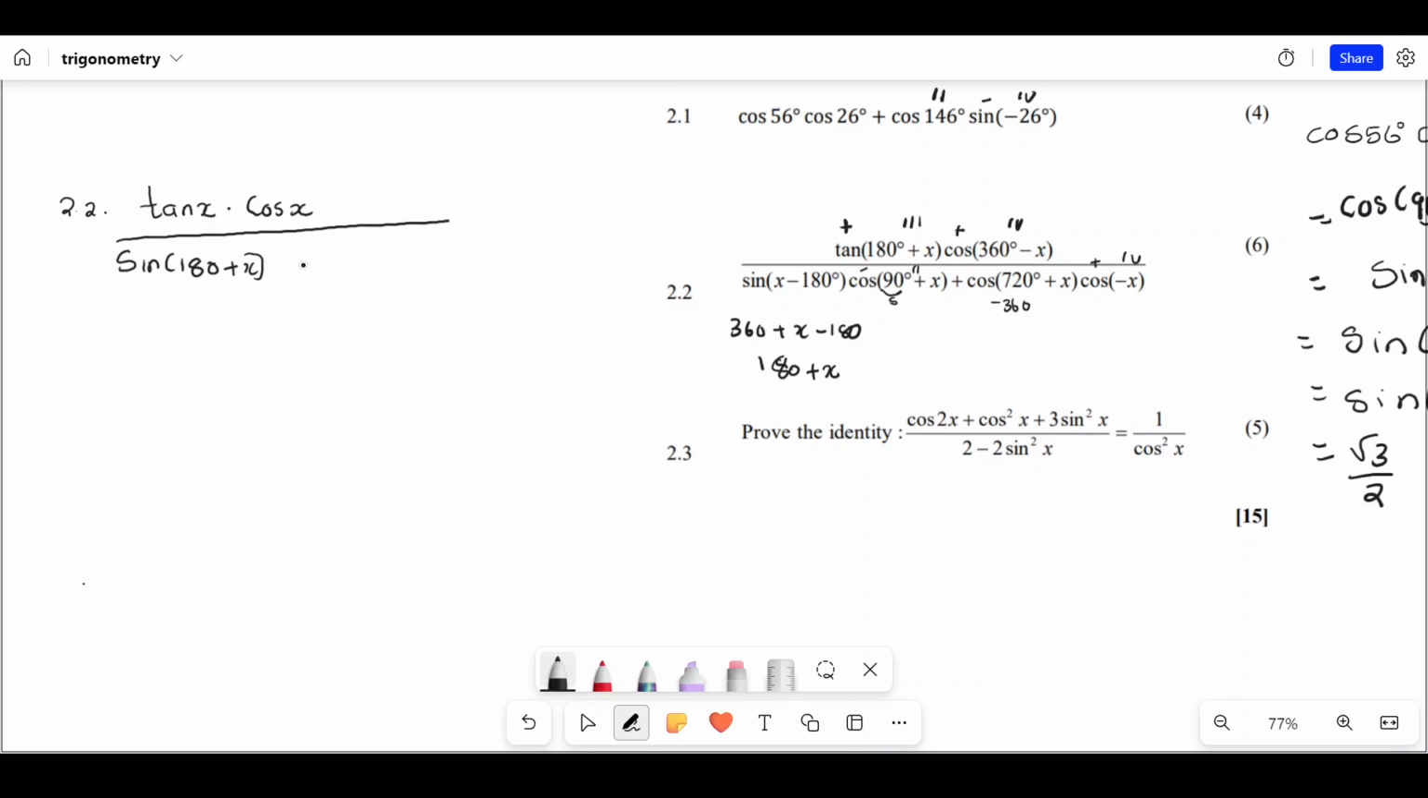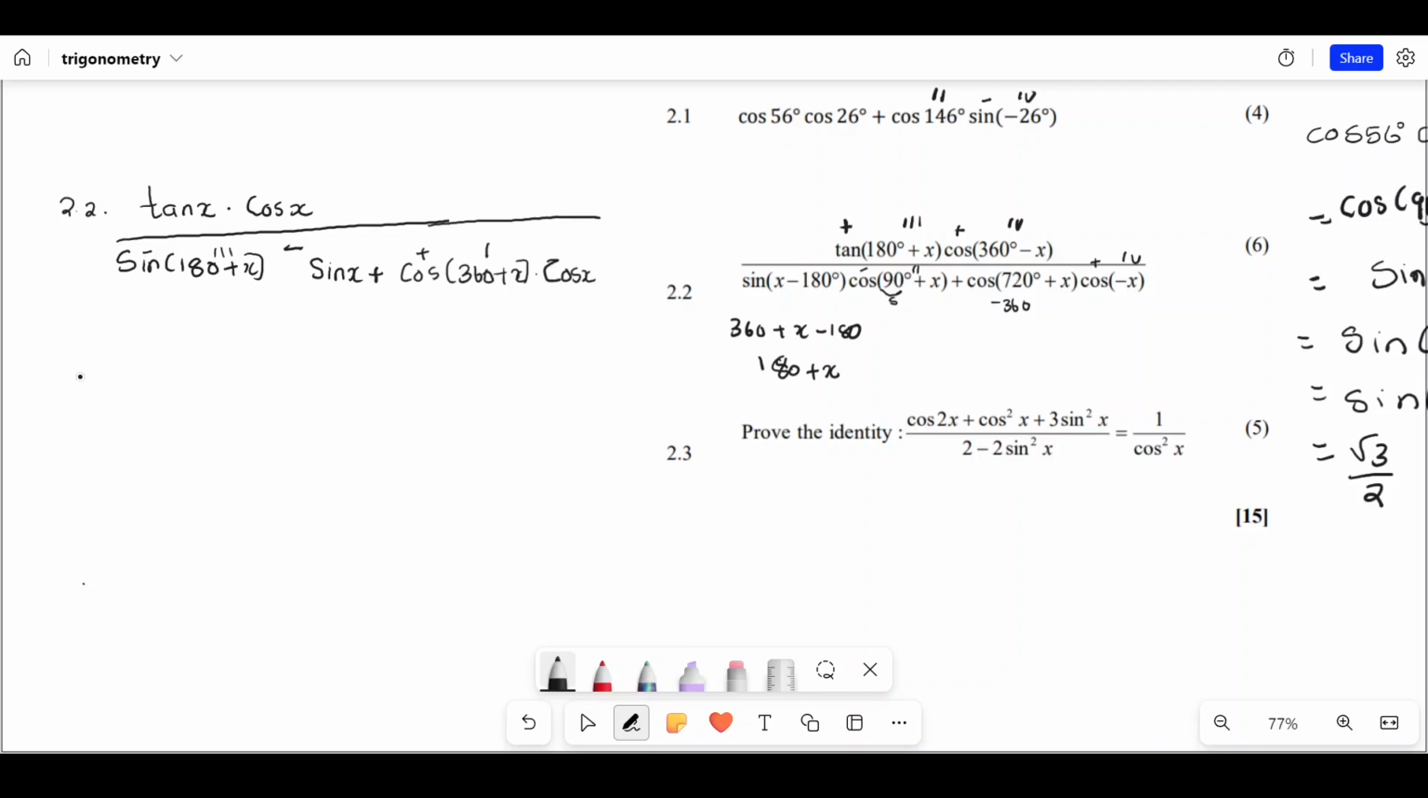Now in cos 90 plus x, the answer is negative sine x. Normally learners forget the negative sign there. Don't forget, it's negative sine x. Now cos 720 plus x becomes cos 360 plus x, which is first quadrant. Now cos negative x is positive cos x. Okay, so this is first quadrant, cos positive. This is now third quadrant, sine negative.